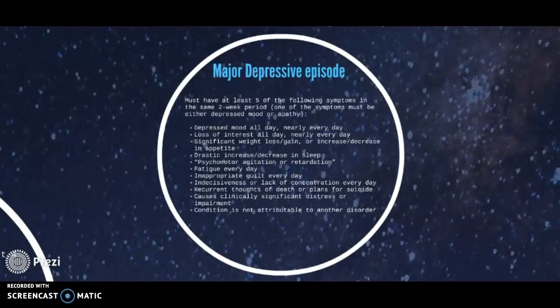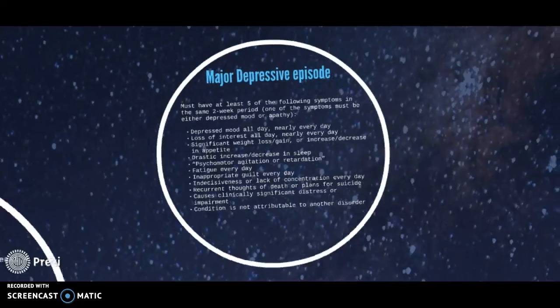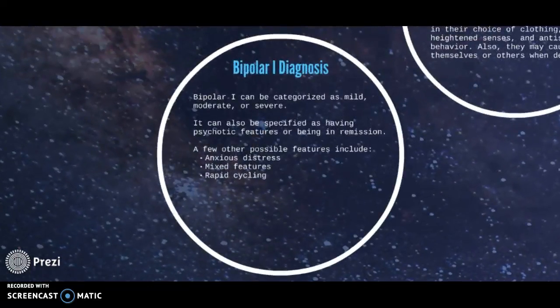The DSM-5 classifies a depressive episode as the presence of five of the below symptoms in a 2-week period, with at least one of them being either depressed mood or apathy. When being diagnosed, bipolar 1 can be classified as either mild, moderate, or severe. Other symptoms that may be present include psychotic symptoms, anxiety, or a rapid cycling between mania and depression.